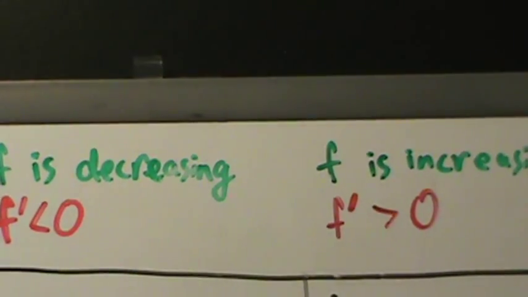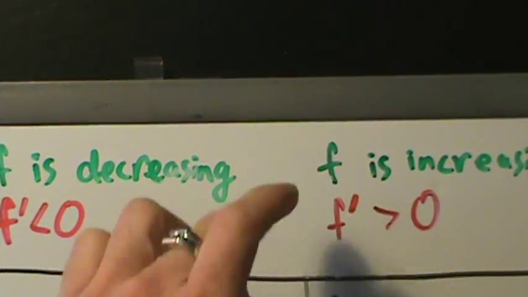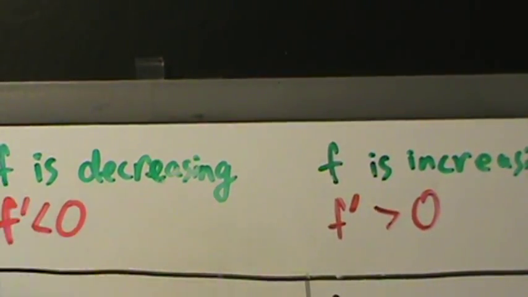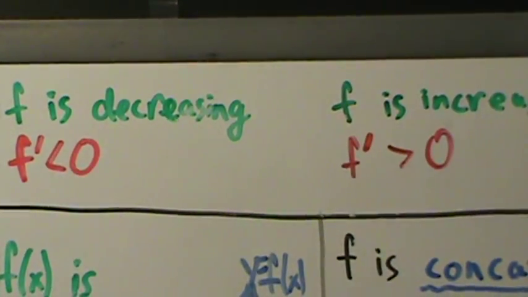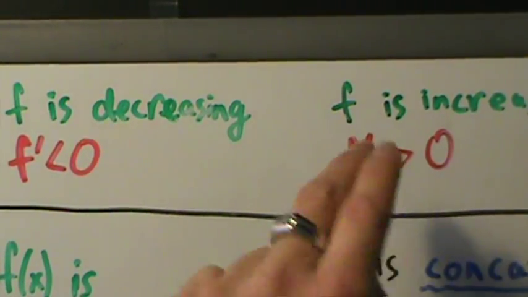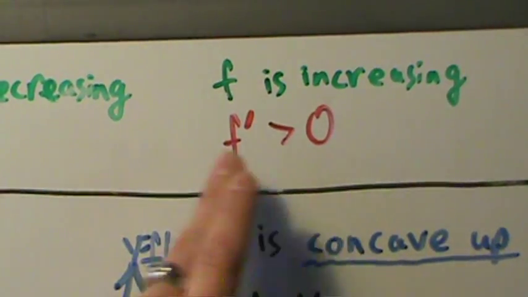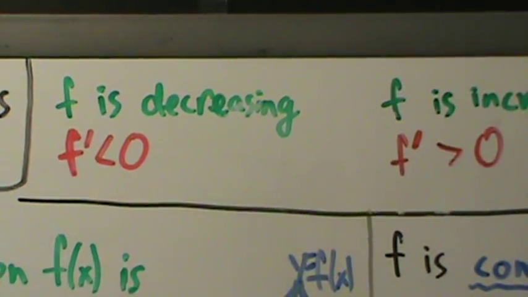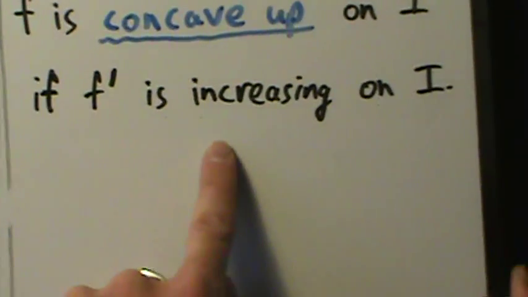Because remember, in the last few videos, we wanted to know when is f increasing, when is it decreasing. We wanted to find those intervals. And to do that, we use this property here, that f is increasing when the derivative is positive. F is decreasing when the derivative is negative. Now what we're saying is f prime is increasing.